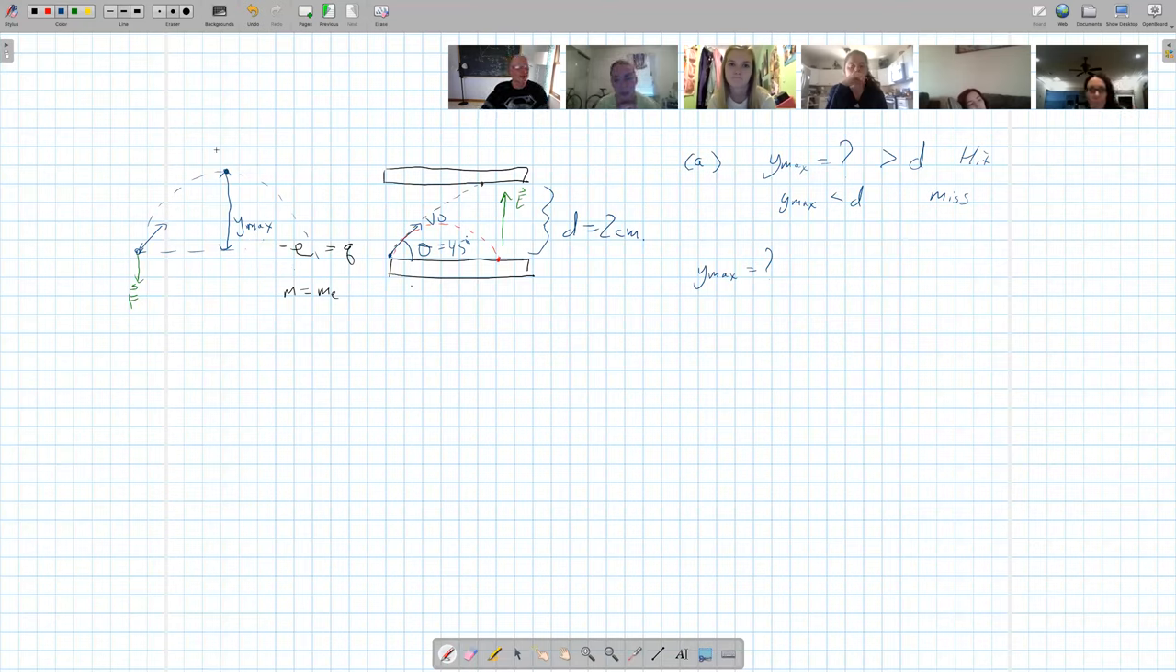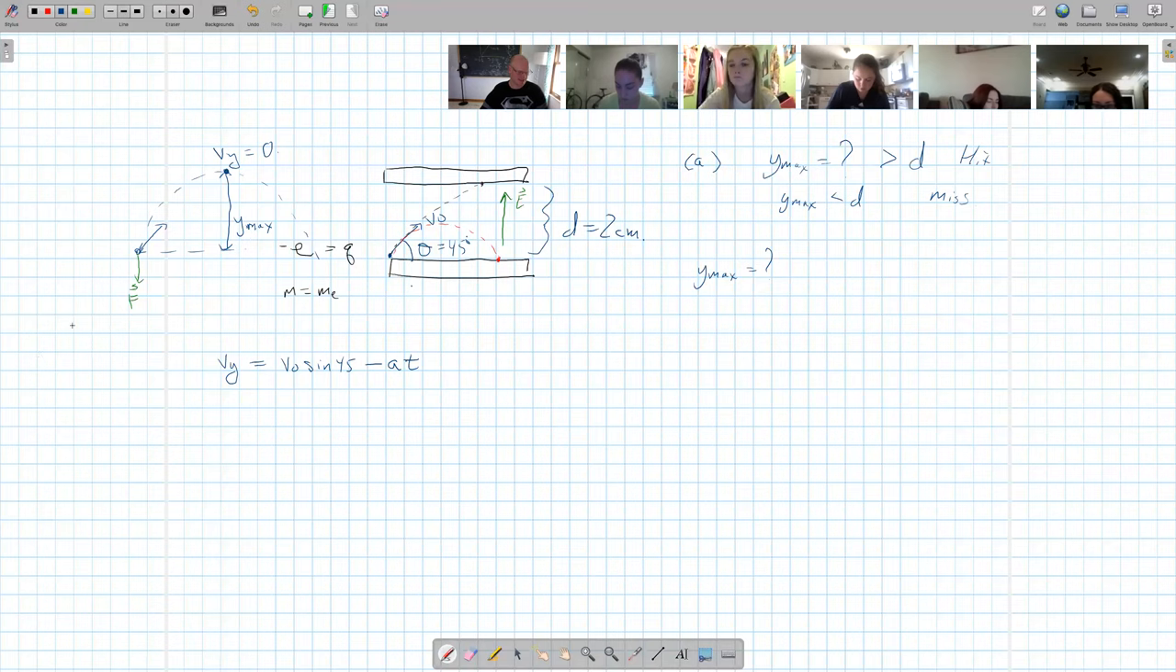Good. So when it reaches max height, what we know is that the y portion of the velocity must be zero at this point. Good. So let's write down the y portion of velocity. So here we're going to use kinematic equation number one. So kinematic equation number one says that the velocity in the y direction is going to be equal to the initial velocity in the y direction. So that's going to be v initial times sine of 45 degrees minus the acceleration, which in this case is a, times the time.